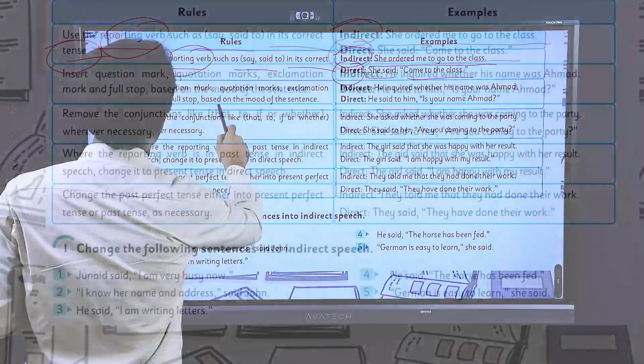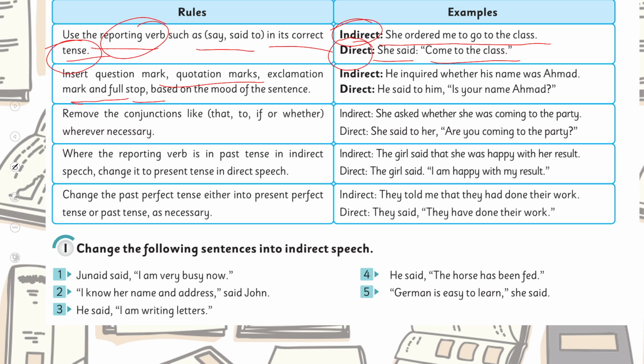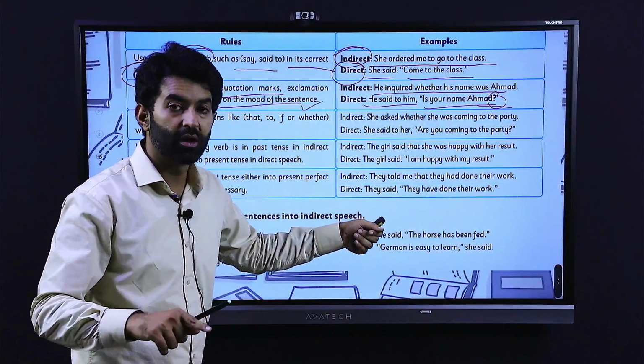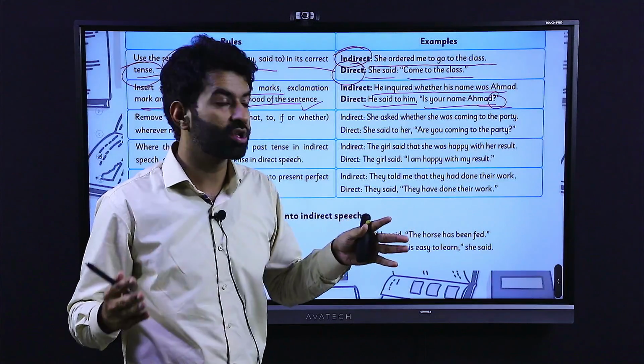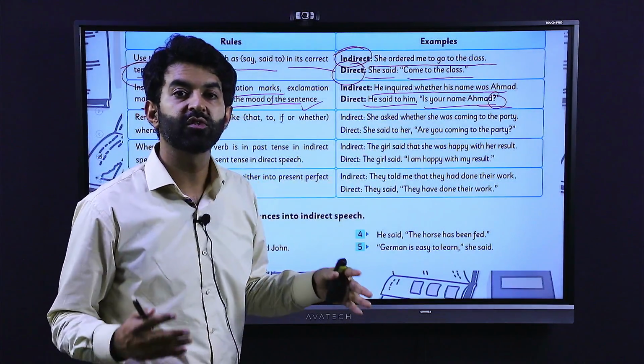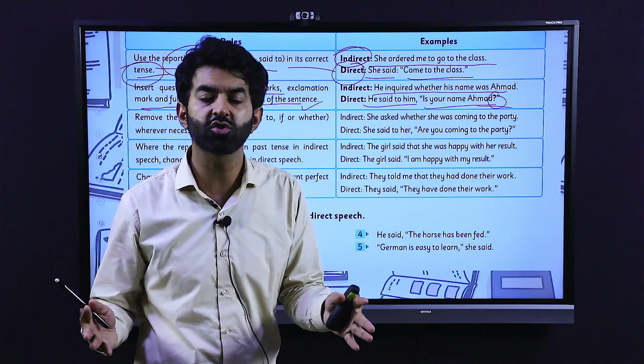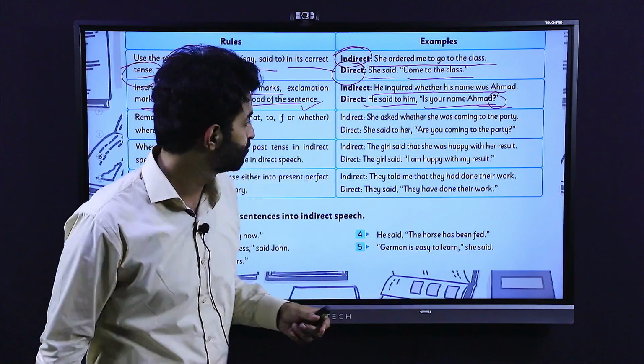Insert question marks, quotation marks, or exclamation marks and full stops based on the mood of the sentence. He inquired whether his name was Ahmed. The direct speech is, he said to him, is your name Ahmed? And you will remove the question mark according to the rule and just say he inquired, because he was asking. He inquired whether. Whether is our conjunction, whether his name was Ahmed, and then you will end it with a full stop, not with the question mark.